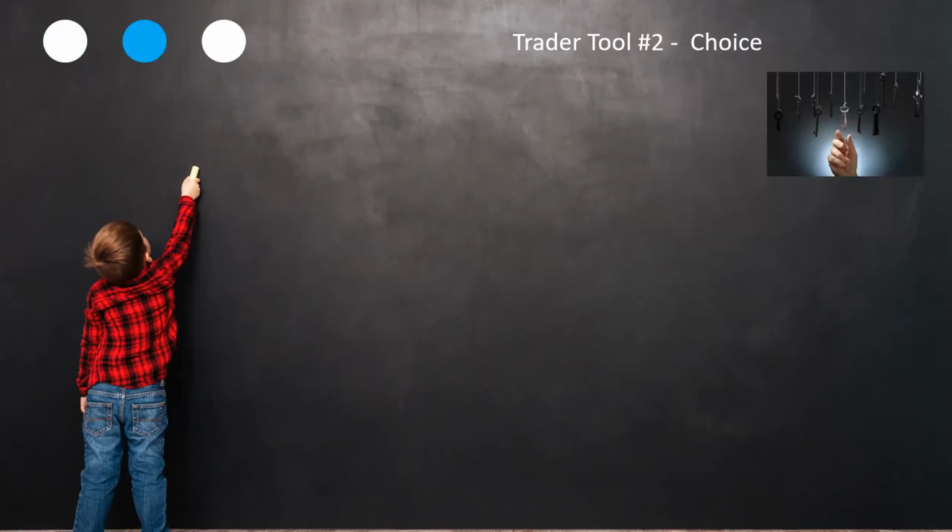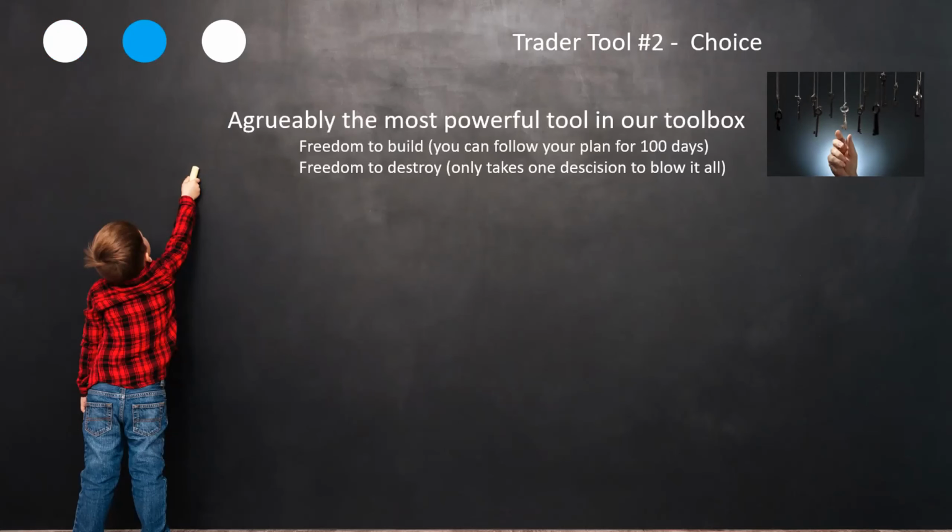Here we go. Trade tool number 2, choice. This is arguably the most powerful tool in our toolbox. We have the freedom to build and we have the freedom to destroy. I could follow my trade plan for 100 consecutive days. I could be up $10,000. I could be up $1,000. I could be up whatever. And it only takes one choice, total freedom, to blow it.